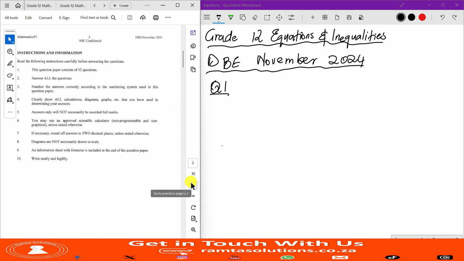Okay. Instruction number 5, the answers only will not necessarily be awarded full marks. And then instruction 7, if necessary, round off answers to 2 decimal places unless stated otherwise, in the case where you have fractions and of course where you use your quadratic formula. And then we know that, guys, you want distinctions, but though you are aiming for distinctions, you also ensure that your work is a good presentation. It's neat. Therefore, write neatly and legibly. That's your instruction number 10.